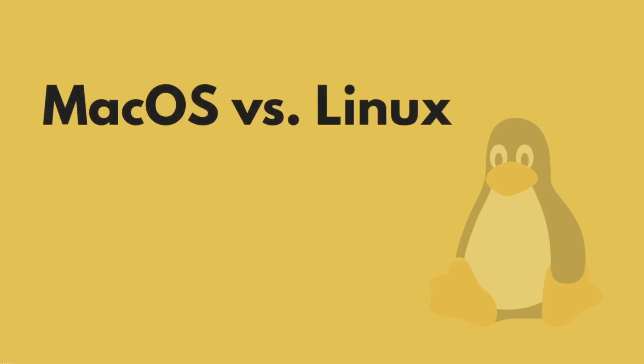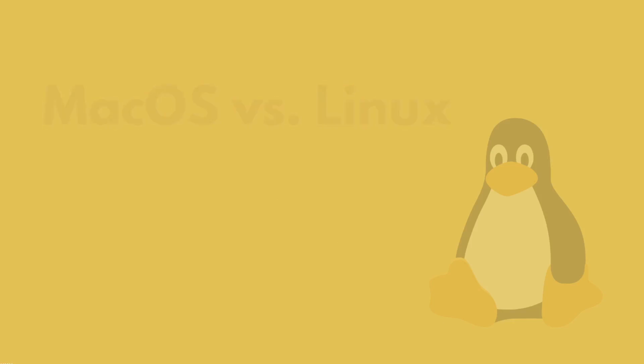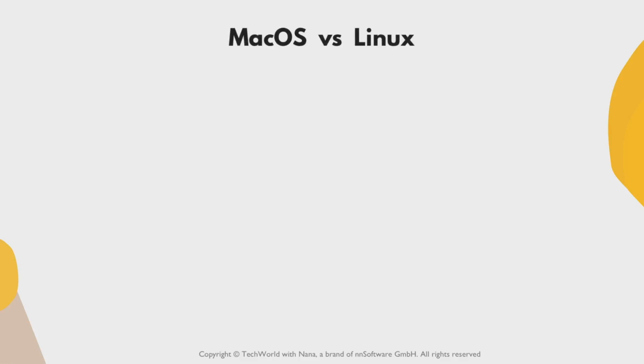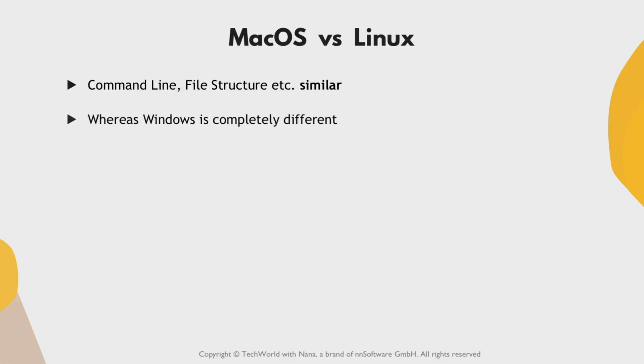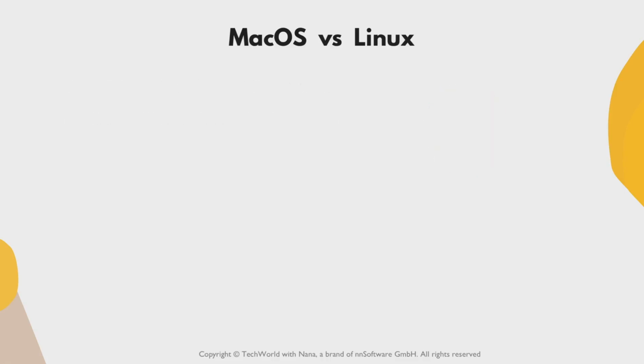Now, one important thing to note here is that when you work on Mac or Linux, the command line interface experience, as well as some of the file structure and how the operating system works, is pretty similar, whereas Windows is completely different from the two. Now, where does that similarity actually come from between Linux and macOS? For that, let's go back in time to when Unix was created.